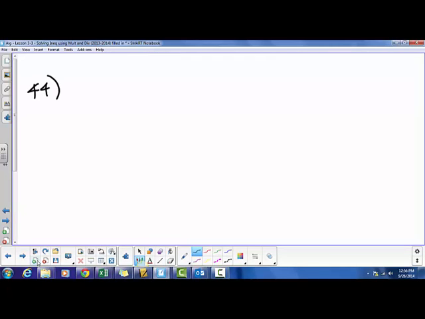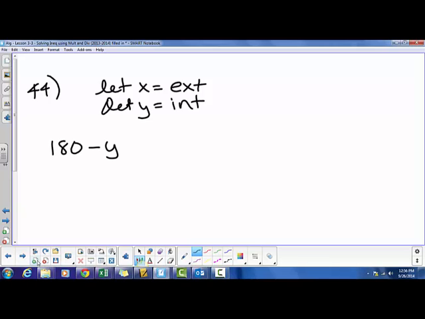Number 44 says that the exterior is x. So let x equal the exterior, and let y equal the interior. So I have 180 minus y equals x. I'm trying to figure out the measure of the interior angle, so I'm trying to solve for y. When I do that, I find out that y equals 180 minus x.